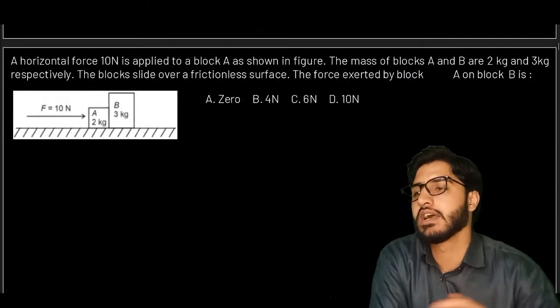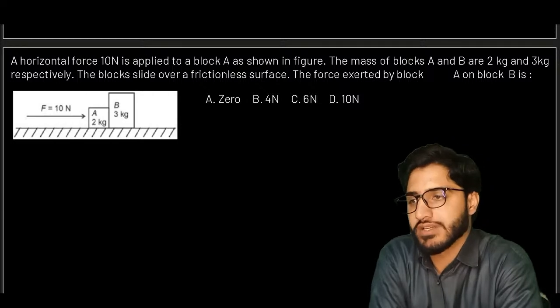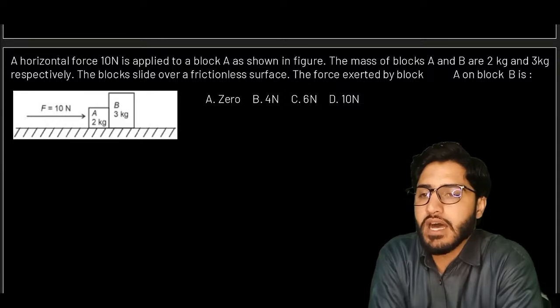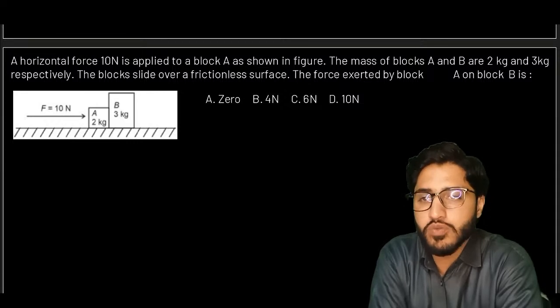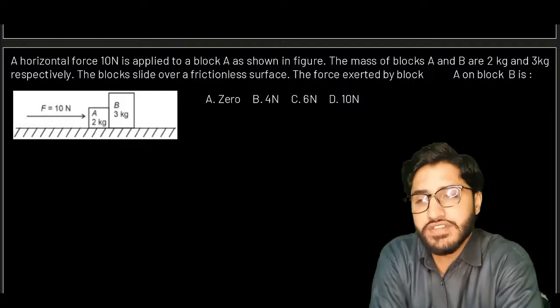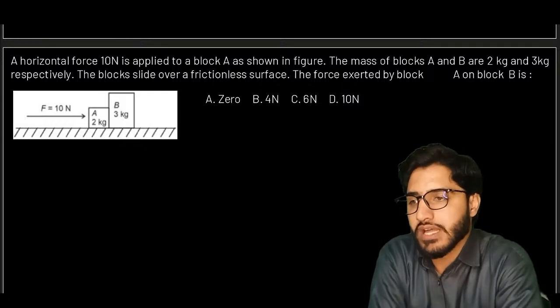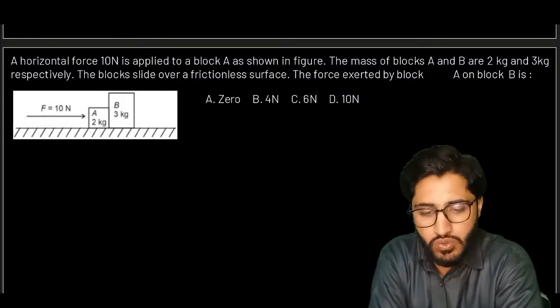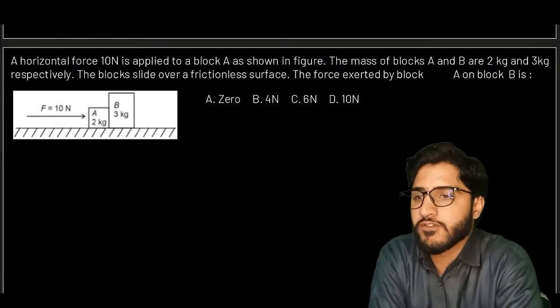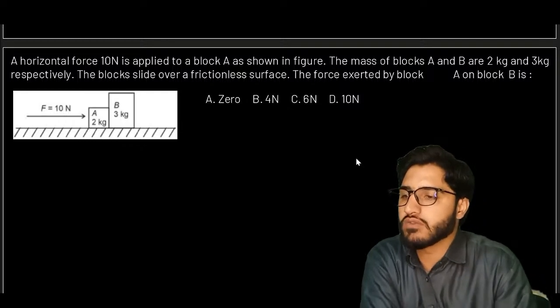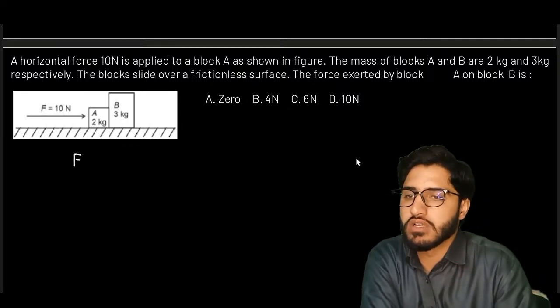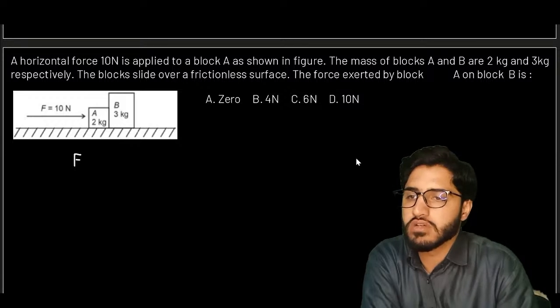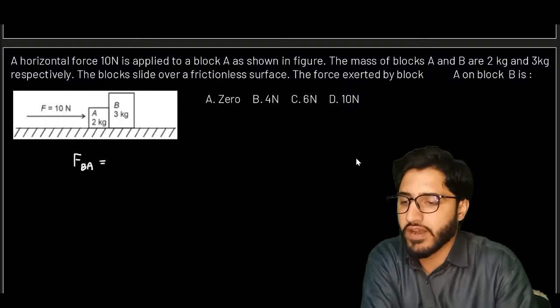Now let's move to the next numerical. A horizontal force of 10 Newton is applied to a block A as shown in the figure. The masses of block A and B are given to be 3 kg and 2 kg. The block slides over a frictionless plane, that is mu equals 0. The force exerted by block A on block B. So we have to write the force by block A on block B, that is force on B due to A. We have to find out this.